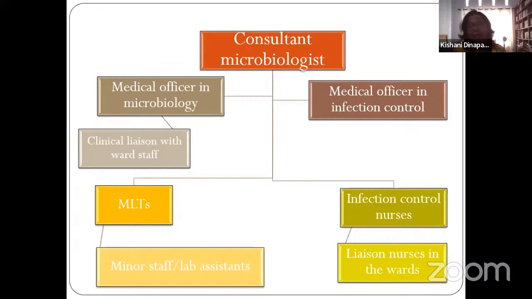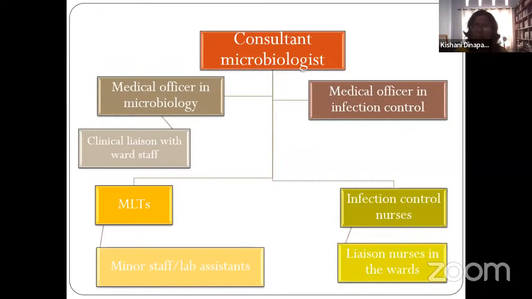And regarding the infection prevention part, those are the two main roles that the consultant microbiologist would be playing in the hospital. One is diagnostic services, and the other one is infection control. In infection control, some hospitals, like teaching hospitals, and maybe provincial general hospitals above the national hospitals, might have a medical officer in infection control, but most hospitals do not. So you would be directly liaising with infection control nurses and the infection control team.